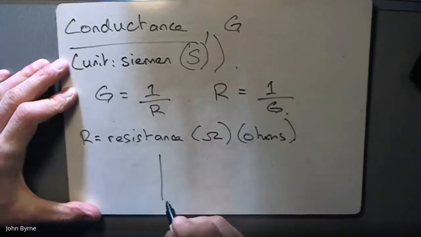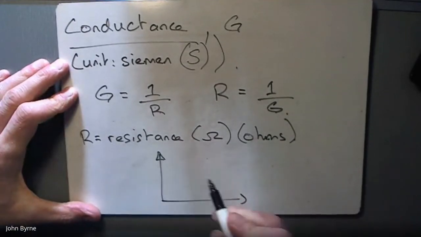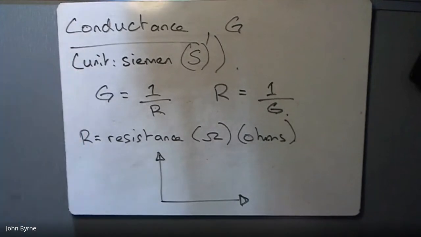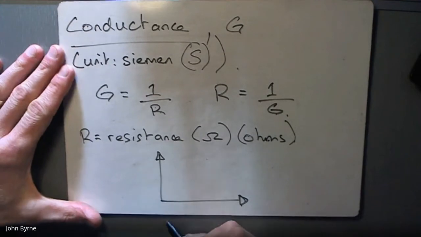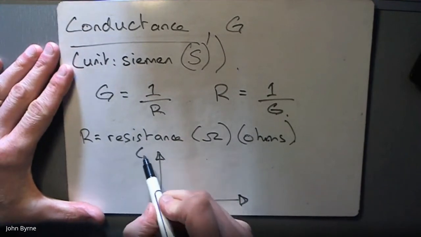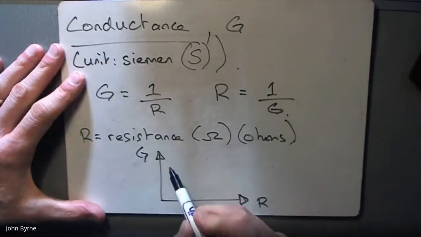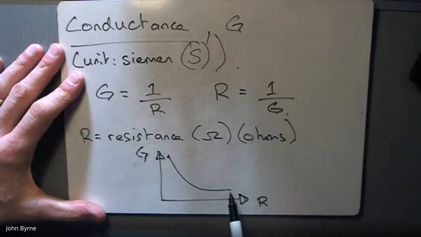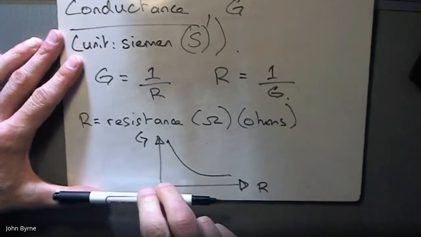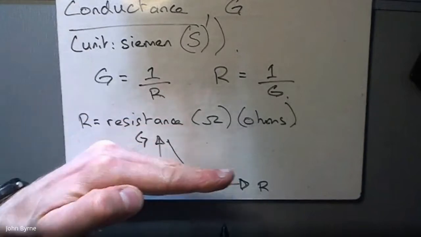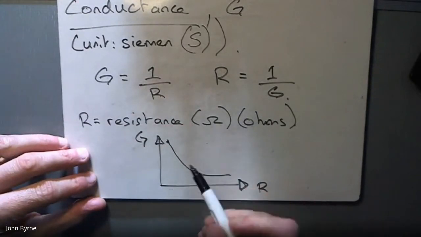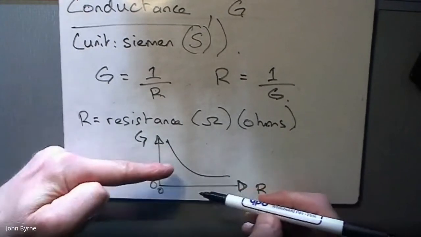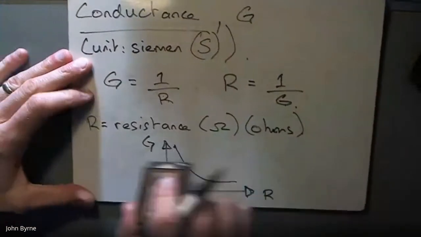Okay, if we're looking at a graph for those quantities, then if we had conductance here and resistance here, we'd get a graph a bit like that. As the resistance gets bigger this way, the conductance drops. But if the resistance reduces, going this way to 0, then the conductance goes up.